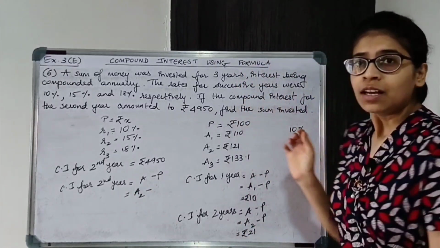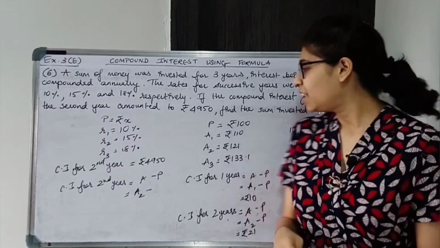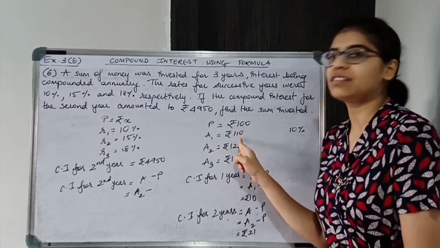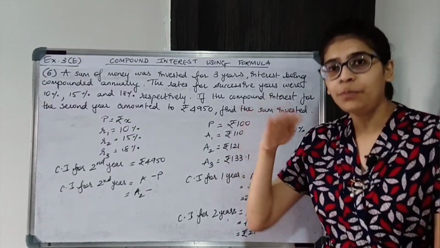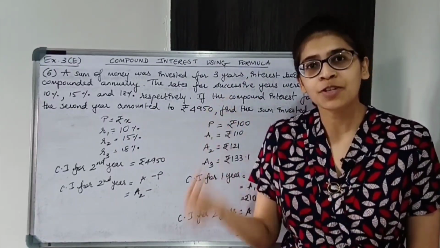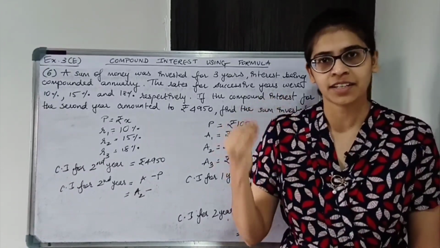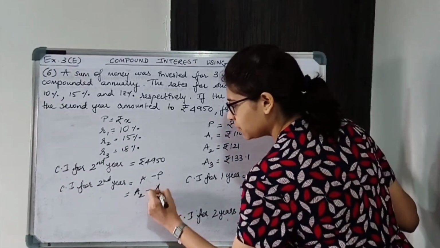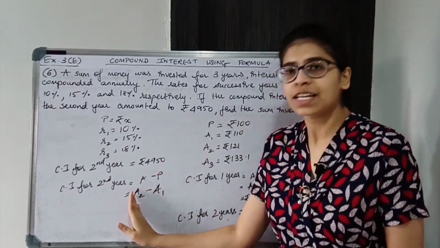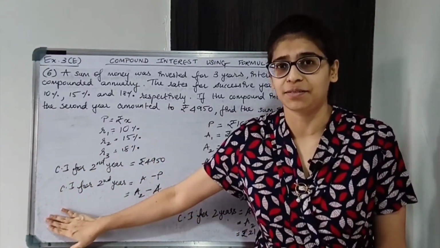And principal for second year. What is principal for second year? It is not this principal. No. It is this. Amount of previous year becomes the principal for the next year. So amount of first year becomes the principal for the second year. Right? So far we have studied. So this is the principal for second year. So amount for second year minus principal for second year will give you the compound interest for second year.